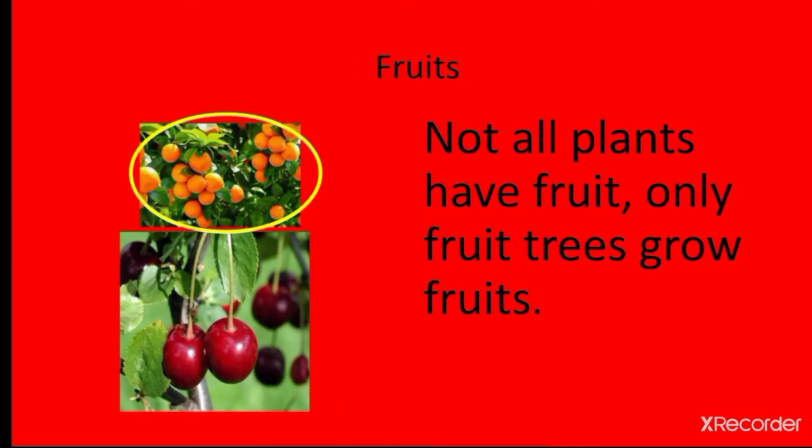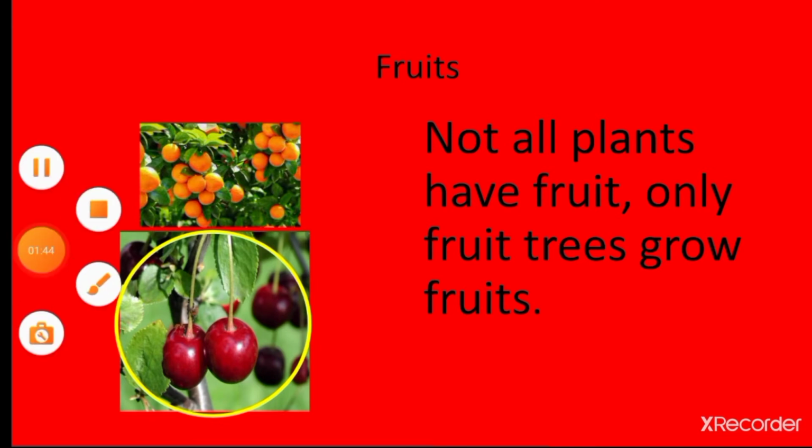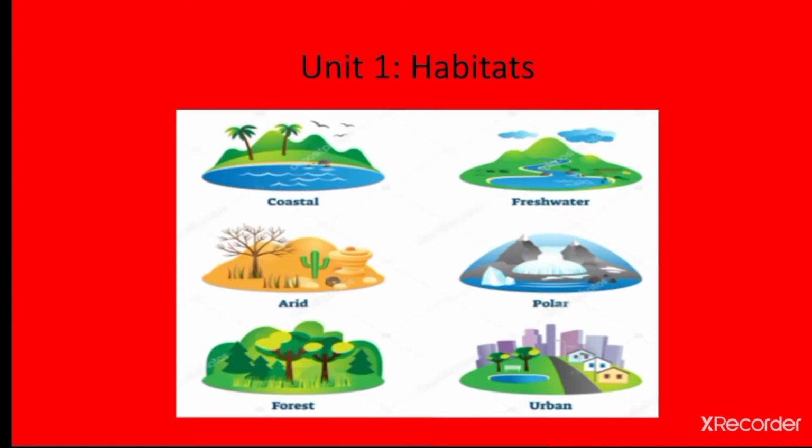And can you remember we said that not all plants have fruit? Only fruit trees grow fruits. An example is the orange tree or the cherry tree. Okay, everyone, that is all for the review on Unit 2. Now I would like us to complete the bookwork for Unit 1 about the habitats.